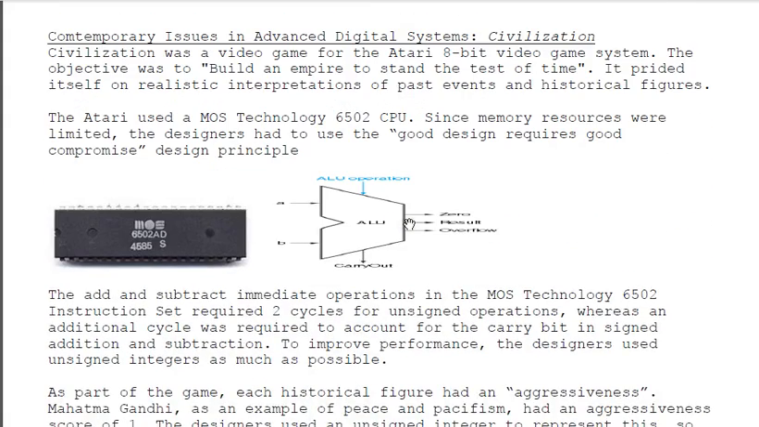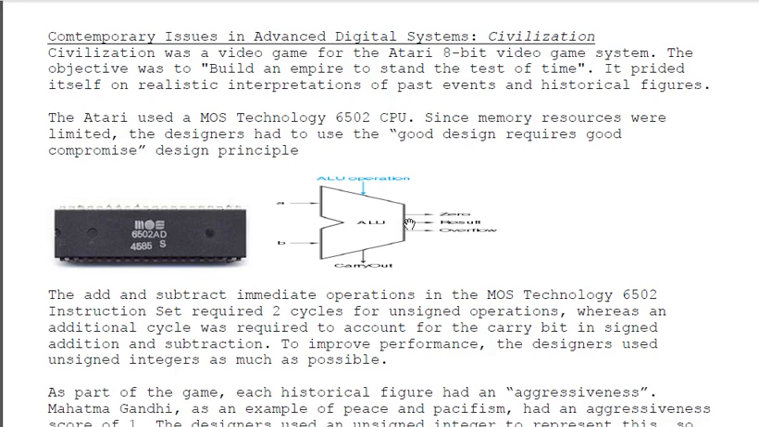So I wanted to talk about something that is a little more cheerful than exam grades and homework grades. Something that's going around the internet today is a little bug in a game called Civilization that was played on the Atari 8-bit back in the day. The general idea of the game is that they were very proud and advertised it as historically accurate, with characters like George Washington, Abraham Lincoln, Hitler, and Mahatma Gandhi. They said, okay, we have an accurate description of these people, and we put them into the game and see how they interact, and the objective is for the player to, quote, build an empire to stand the test of time.